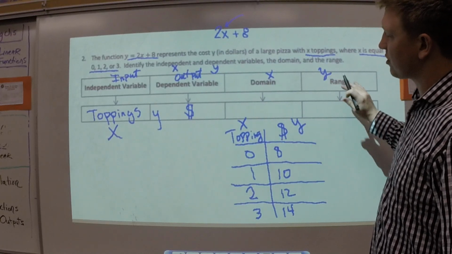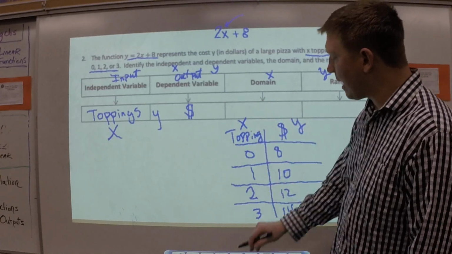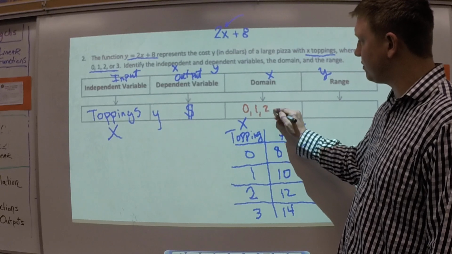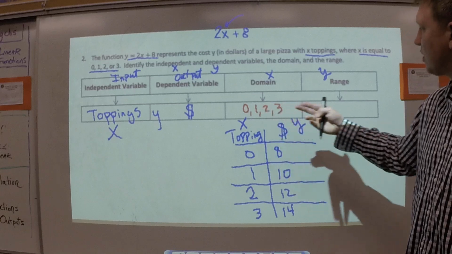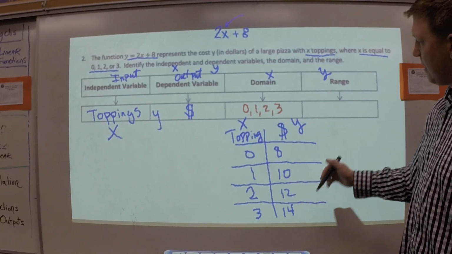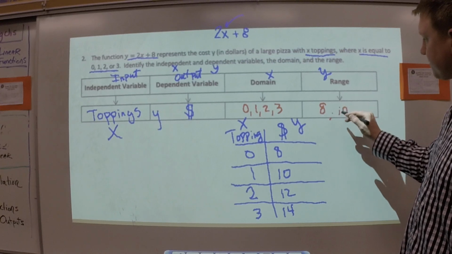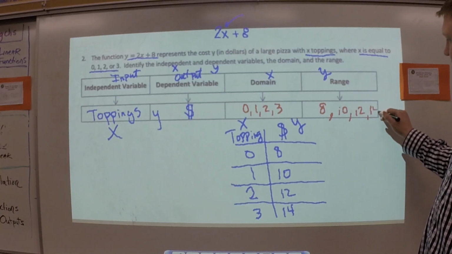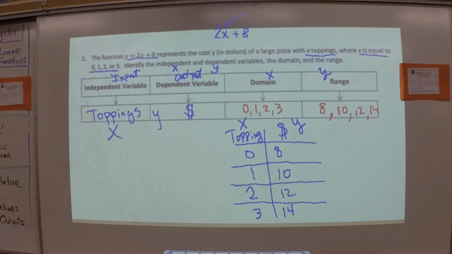The domain and range are actually talking about the numbers, though. If the number of toppings right here are going to be 0, 1, 2, 3, and those are the only number of toppings you can get, then what's your range that's going to pair up with that? The pairing up amounts are 8, 10, 12, and 14, right? So those are actually all of the values that could work on this particular problem.